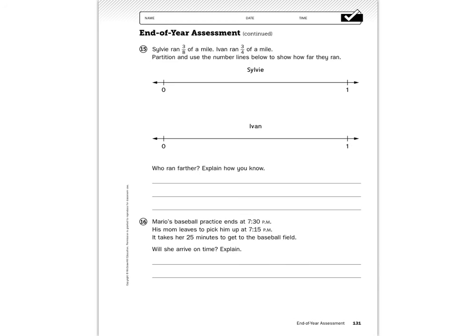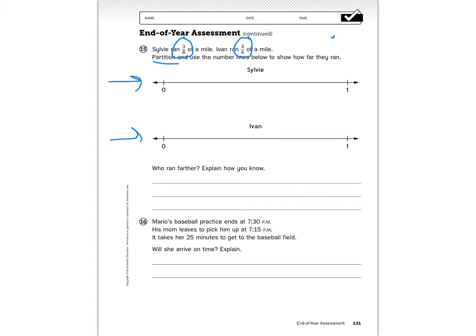On the page to number 15, Sylvie ran 3/8 of a mile. Here's Sylvie's number line. Ivan ran 3/4 of a mile. Here's his. Partition and use the number lines below to show how far they ran. So go ahead and partition those all the way up. And then can you make sure to label to show how far they ran?